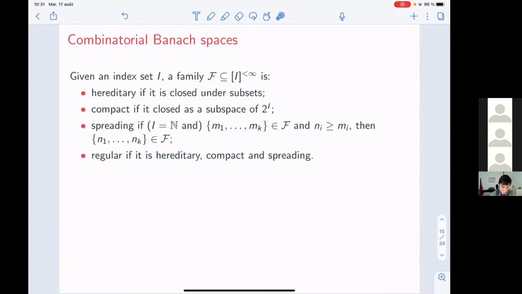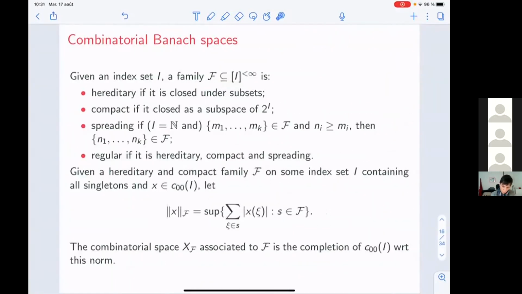And just to put it shortly, a regular family is a family which is hereditary, compact, and spreading. And in general, I'm also assuming that all the singletons belong to the family. I could just add them, and it keeps all these properties. So having a family with these properties, I can now define a norm on the c00 of I. So I have now larger sequences indexed on a larger set I. If I take a finitely supported sequence in c00 of I, then I define the norm similarly, allowing sums of absolute values whenever they are indexed in some element of the family.